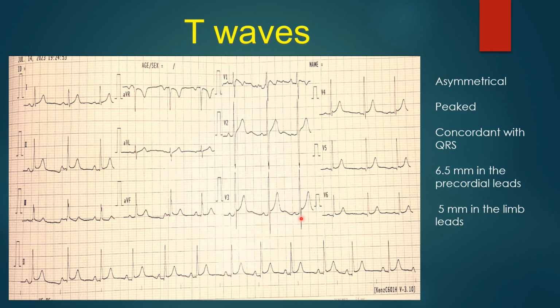Now, in early repolarization, studies have shown that usually the precordial leads will show an average T wave amplitude of 6.5 mm and 5 mm in the limb leads. And we can see that these are almost touching these values over here.